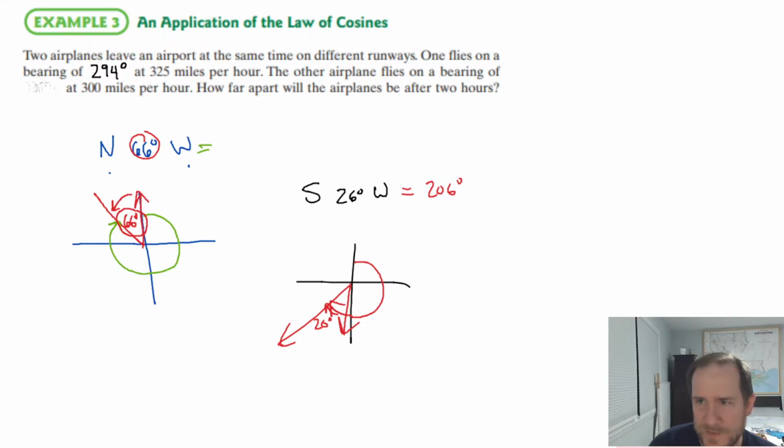Why am I not making the pen bigger to scribble this out? I don't know. I'm just not. Get over it. 206.